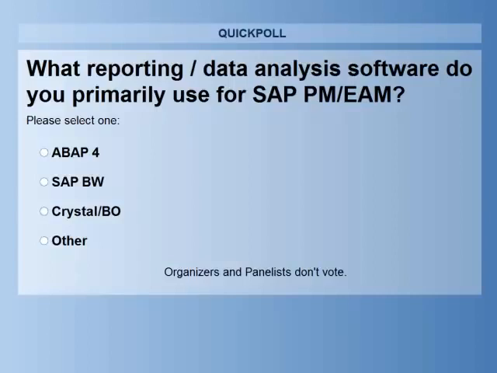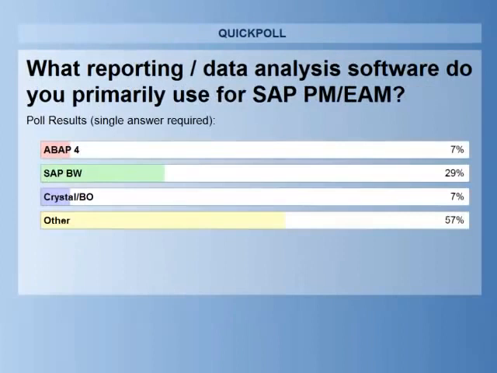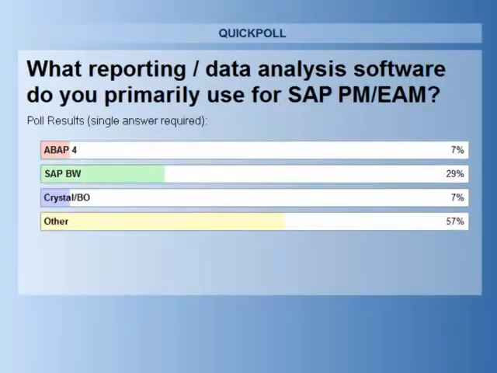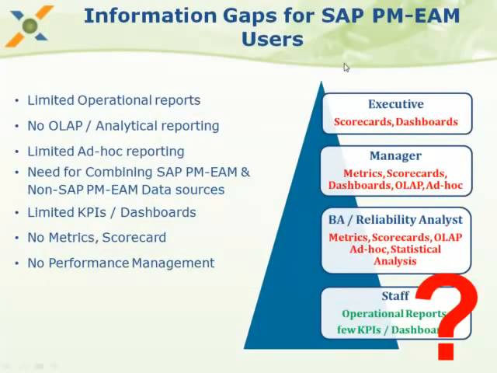Interesting. And we'll share those results with you here. 7% are using ABAP 4. 29% are using SAP Business Warehouse, BW. 7% Crystal BO. 57%, the largest single block, are saying other. Okay, so probably Excel or some other. Yes, Excel. We did a best practice report, and it identified 91% are using Excel in conjunction with.